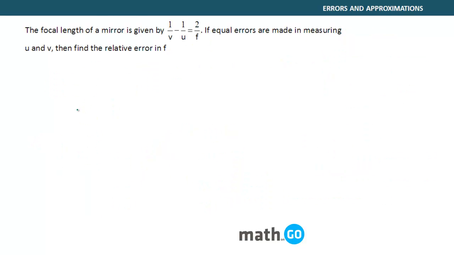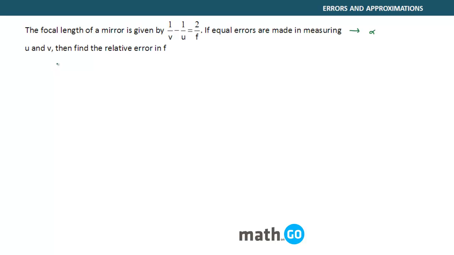Okay, now let us apply the same concept of errors to a very famous problem on the mirror formula. The focal length of a mirror is given to you: 1 by V minus 1 by U is equal to 2 by F. If equal errors are made in measuring U and V, let's say I take that error to be alpha, then find the relative error in F in terms of alpha. So just to complete the question for you.